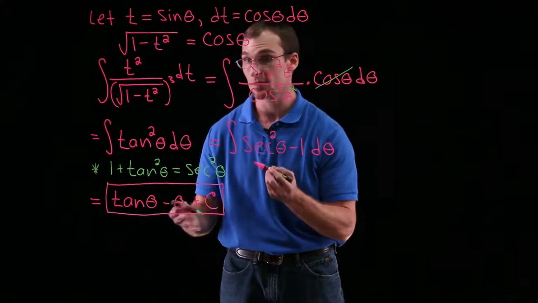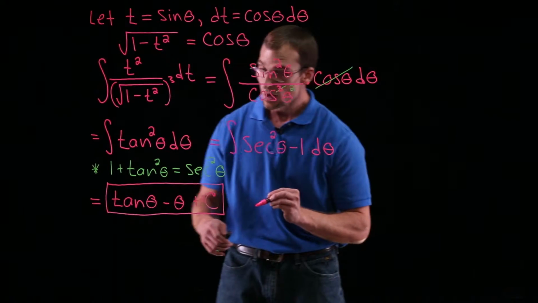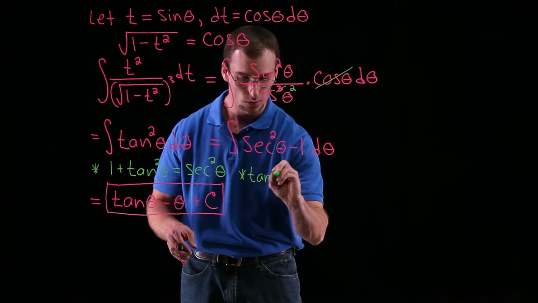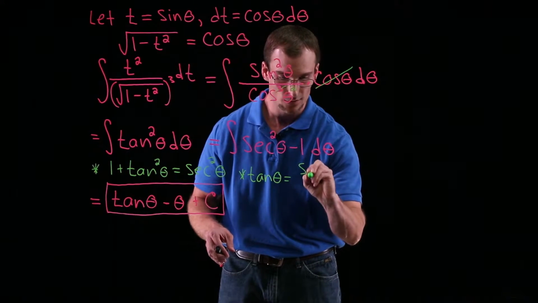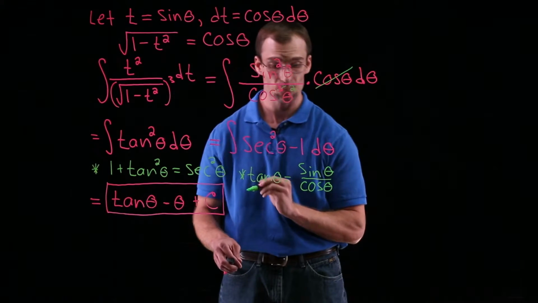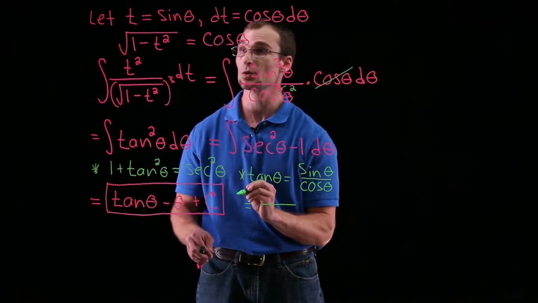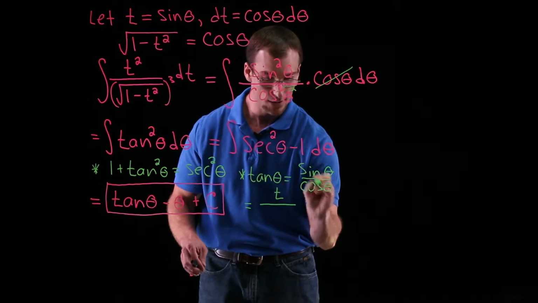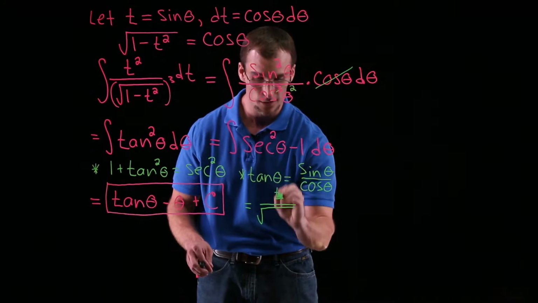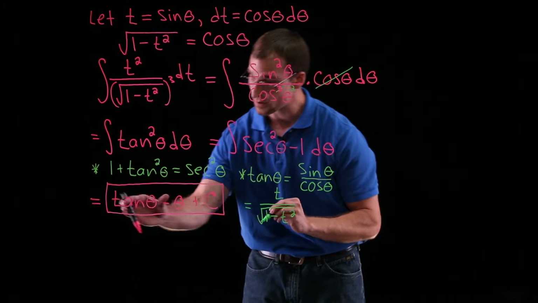Okay, so this is our first antiderivative as a function of theta. But what we want to find is the antiderivative as a function of t. So we have to substitute back in our trig values and thetas for functions of t. So what do we have here? Well, looking at tangent, tangent of theta we know is sine theta over cosine theta. Sine theta is equal to t, and cosine theta is equal to the square root of 1 minus t squared. So tangent of theta is equal to t divided by the square root of 1 minus t squared. So that gives us our tangent theta part.